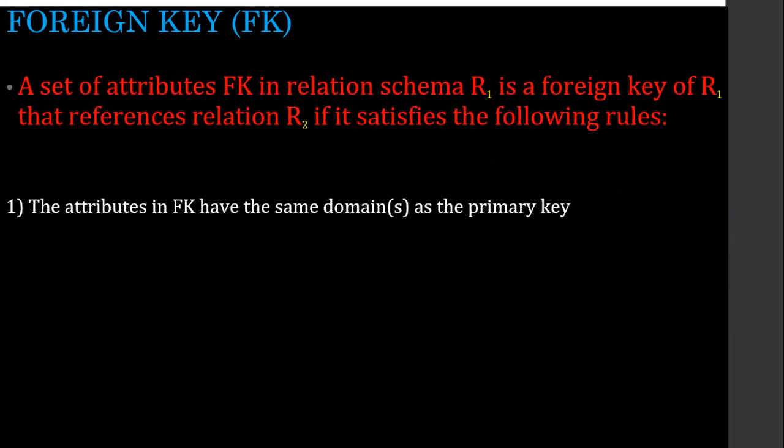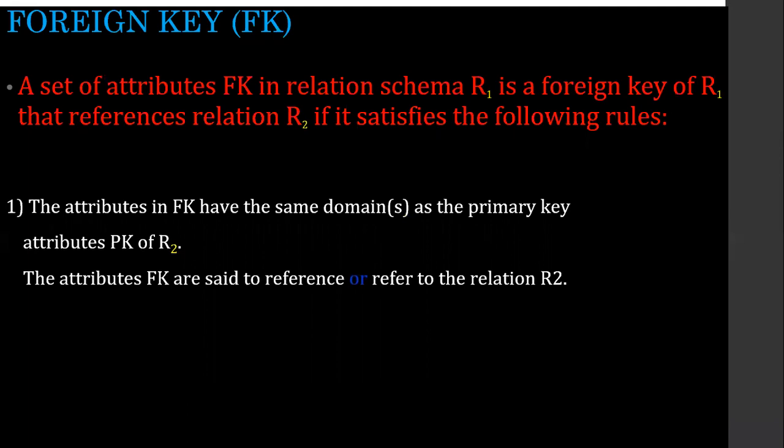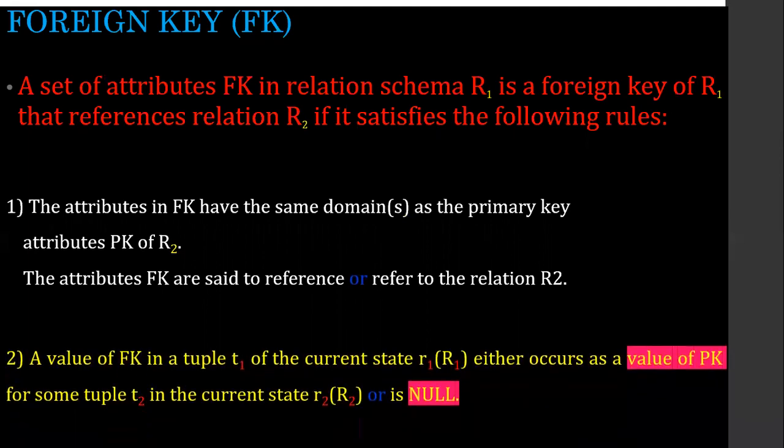First condition: the attributes in the foreign key have the same domain as the primary key in R2. Then the attributes FK are said to refer to the relation R2. So here the domain for primary key and foreign key should be the same. The next condition: a value of the foreign key in tuple 1 either occurs as a value of the primary key or it can be null. That is, the foreign key value must be the same as the primary key. If it is not the same as the primary key, then we can leave it as null.